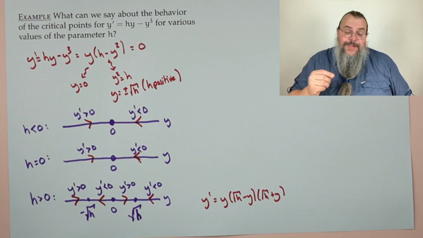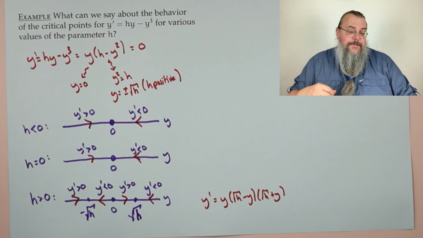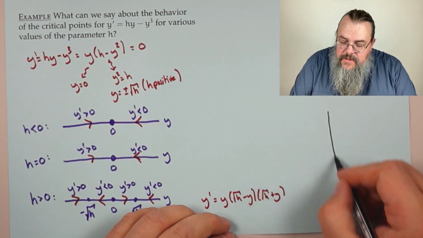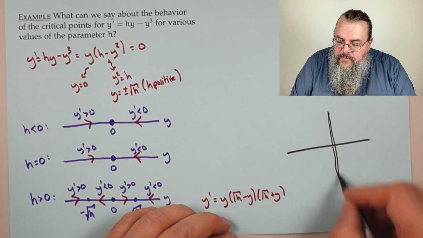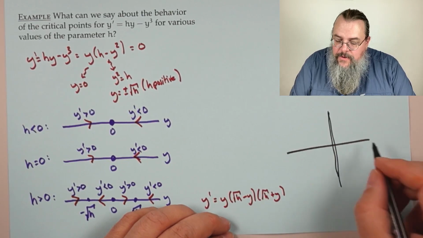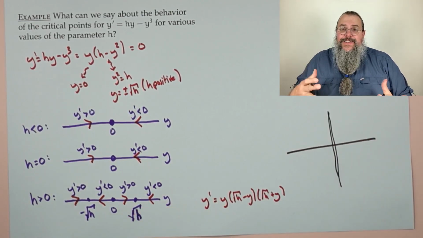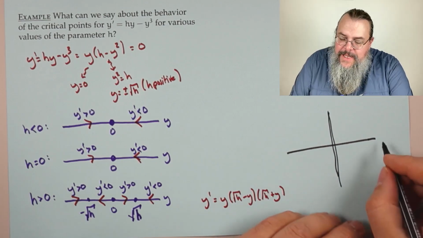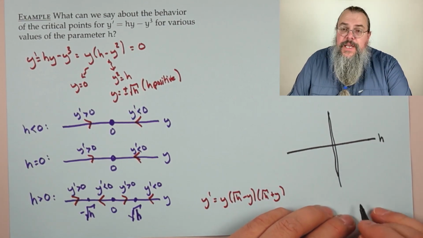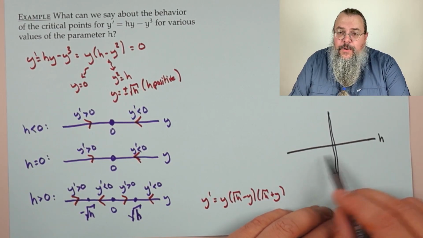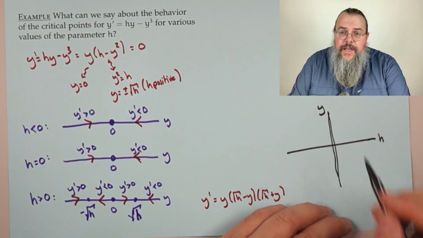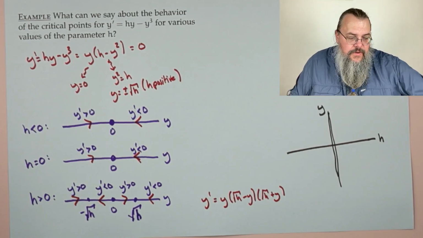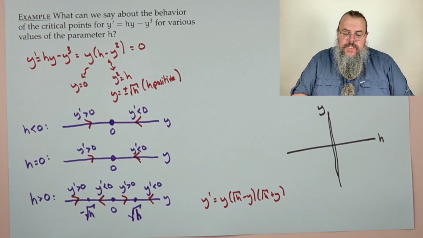But here's the interesting thing. We can start to put all of these together. And so what we can do is we can draw a diagram. Now, be careful with your axes. And we want to label our axes carefully. So I'm going to have h be a parameter on the horizontal axis and y the parameter on the vertical axis.